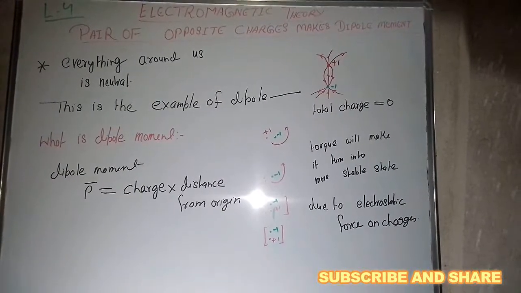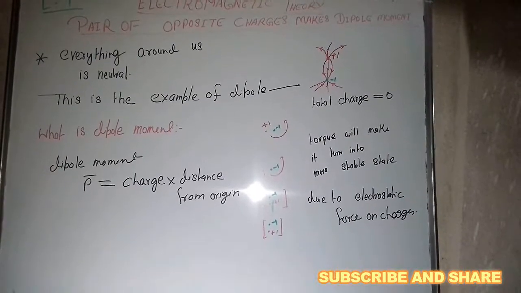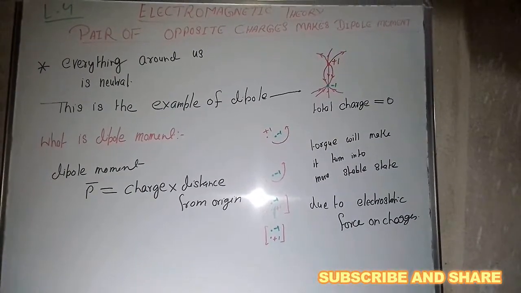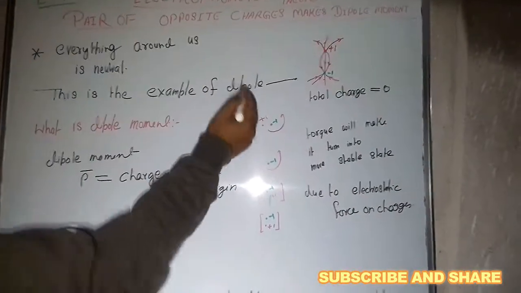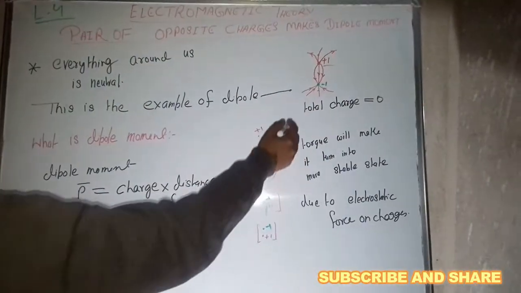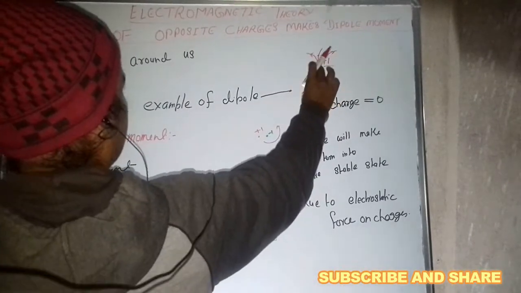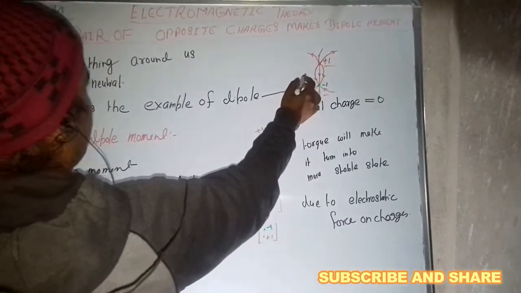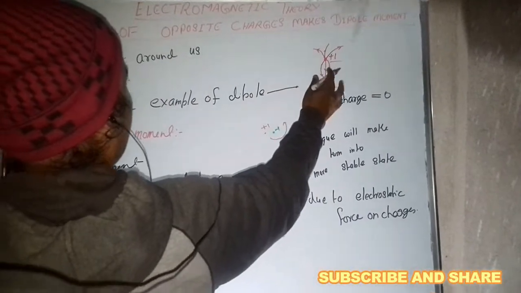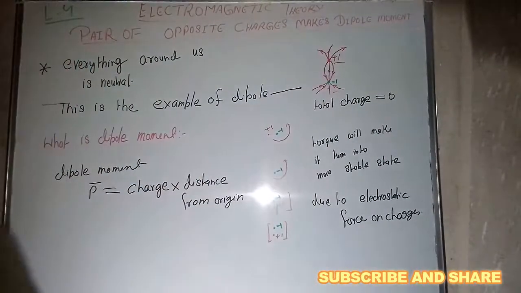First we have to understand the dipole. Di means two, pole means two opposite poles. It means if this is a positive charge, 1 unit positive charge, and this is 1 unit negative charge, both create a pair of charges which we call a dipole, and this is the dipole.